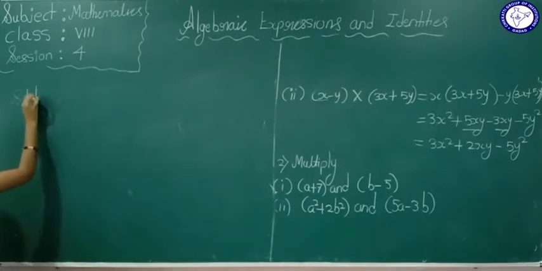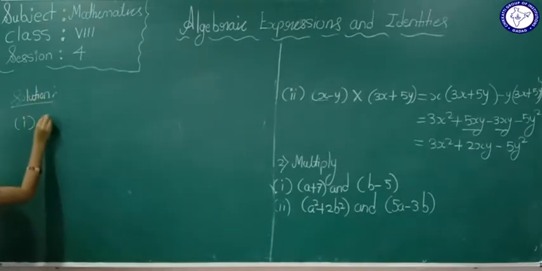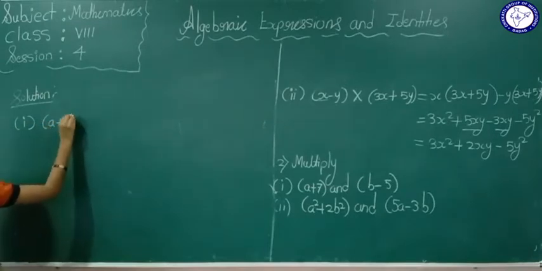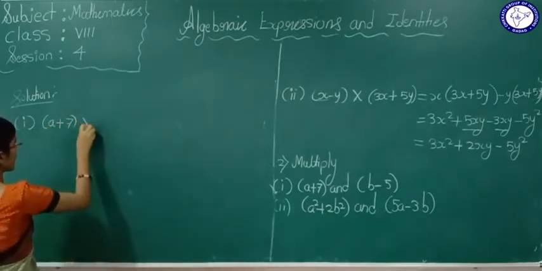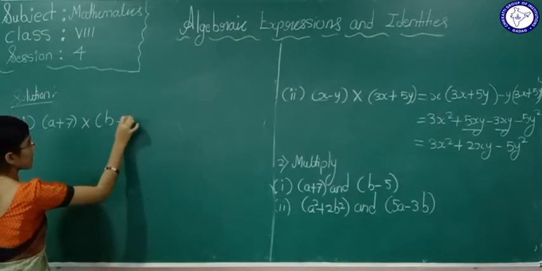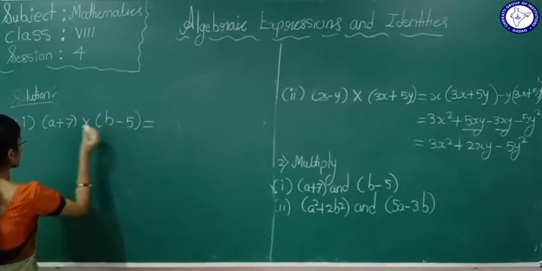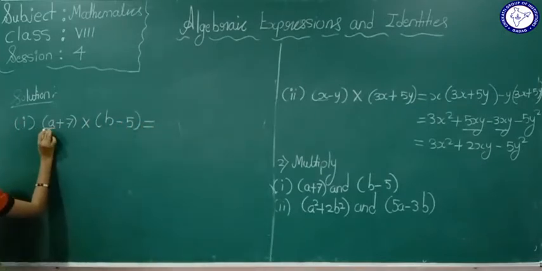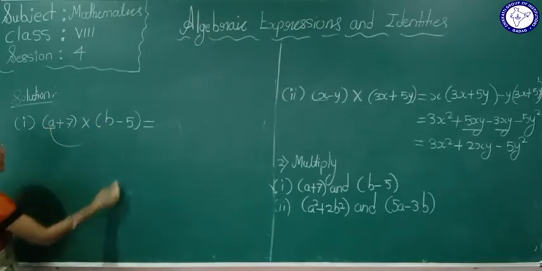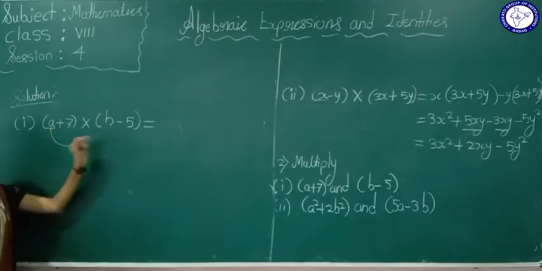Let's see a solution. First one, a plus 7 multiplied by b minus 5. Okay, so multiply each term of this binomial with every term of the other binomial.